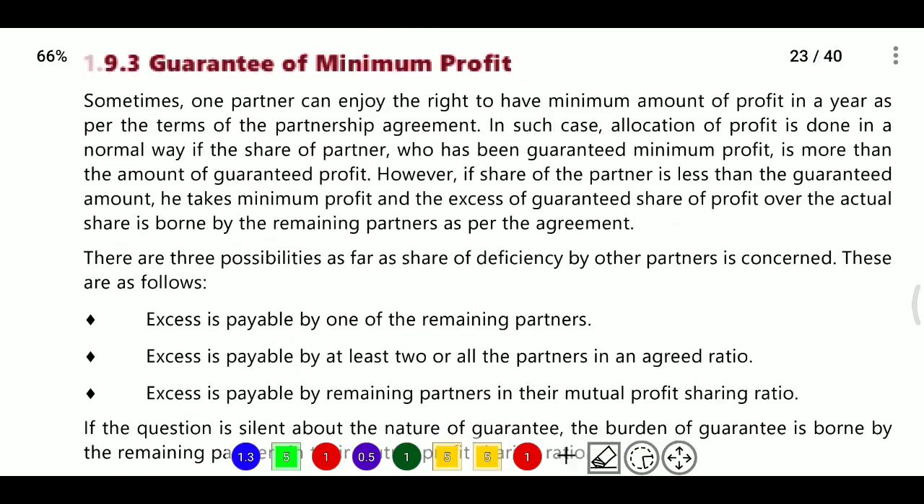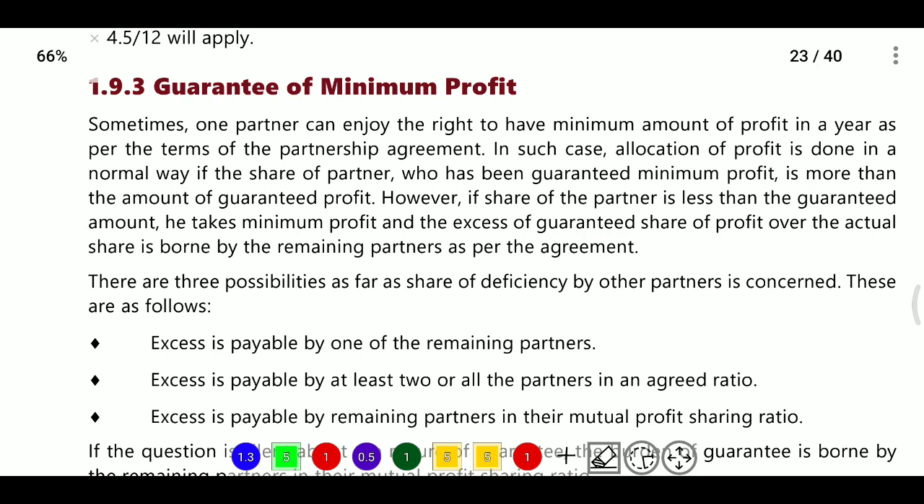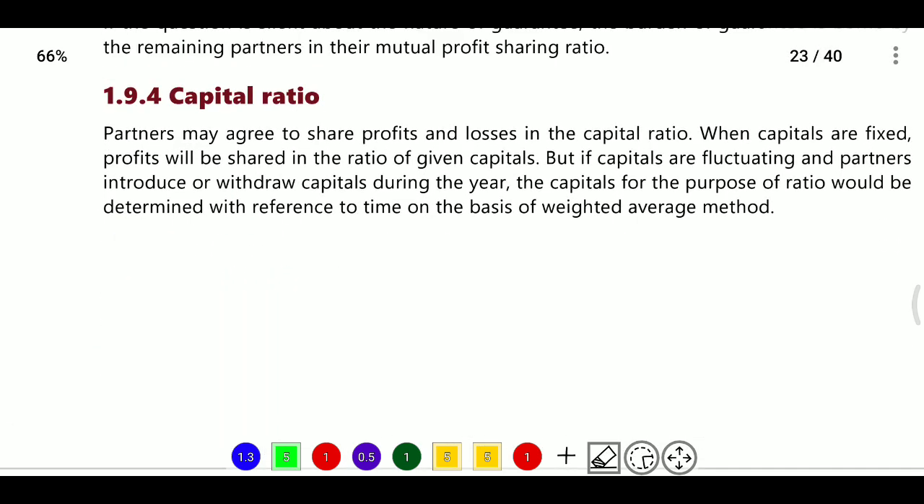And another concept, guarantee of minimum profits. Guarantee of minimum profit means what? Sometimes one or more partners are guaranteed a minimum amount of profit regardless of the actual profit earned by the firm. If firm profits are insufficient, other partners will bear the shortfall. For example, if partner C is guaranteed a minimum profit of 50,000 and the firm's profit is only 40,000, then the other partners must compensate C for the shortfall. That is guaranteed profit.